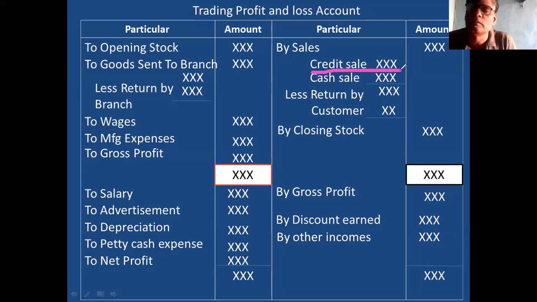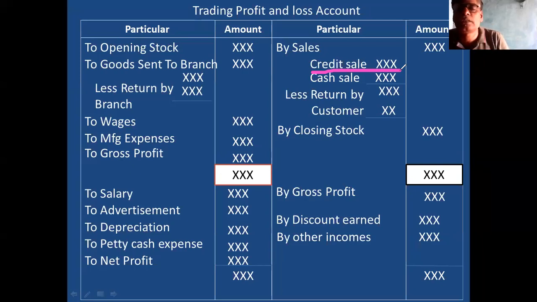Opening balance of debtors, closing balance of debtors, and cash collected from debtors. Okay, for these points, what is essential? Debtors account is essential in the first method. In the first method, debtors account is essential for opening debtors, closing debtors, and cash collected from debtors. For these three aspects, debtors account is essential in the first method.